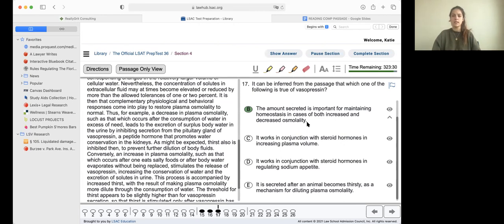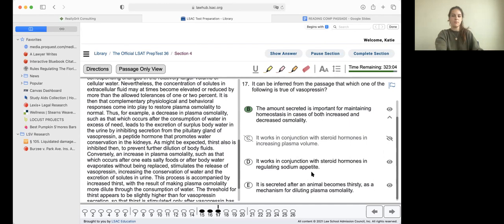Its goal is not to increase plasma volume, it's just to deal with water, and if other things are influenced by it, cool. But again, the only thing we really know about vasopressin is that it promotes water conservation, and then we talk about the impact from it doing that. It works in conjunction with steroid hormones, so same thing over here. It's there to talk about water and thirst.